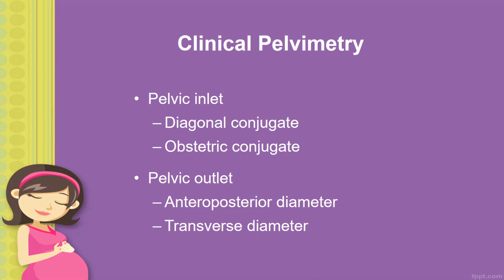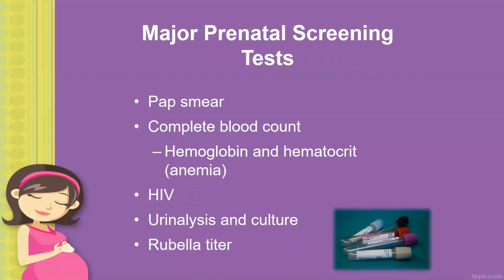Okay, moving on to major prenatal screening tests. All moms, when they come in, if they haven't had a pap smear recently, will have a pap smear. They will get a CBC, a complete blood count, to check their hemoglobin and hematocrit, making sure they're not anemic. They will have an HIV screen done, urinalysis and culture, looking for infections and also maybe drug use, and a rubella titer to make sure they are immune.